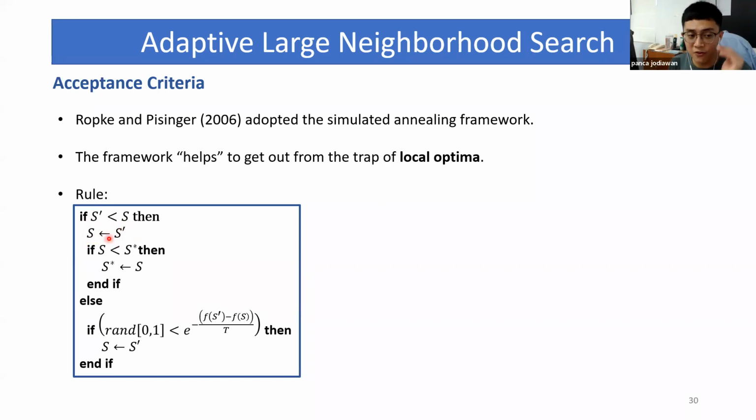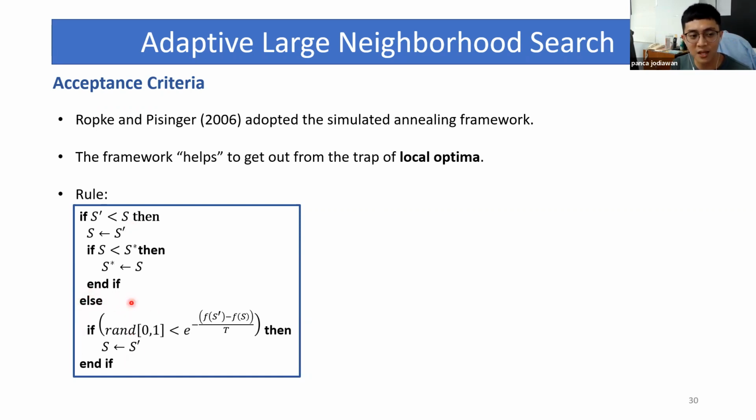Then we further check if the new solution is less than the best known solution so far, then we need to replace the best known solution so far with the new one. This is the best scenario that we expect from the metaheuristic. We always get the best known solution. However, we need to consider the second scenario in which the new solution is not better than the old solution. It should be in the else part.